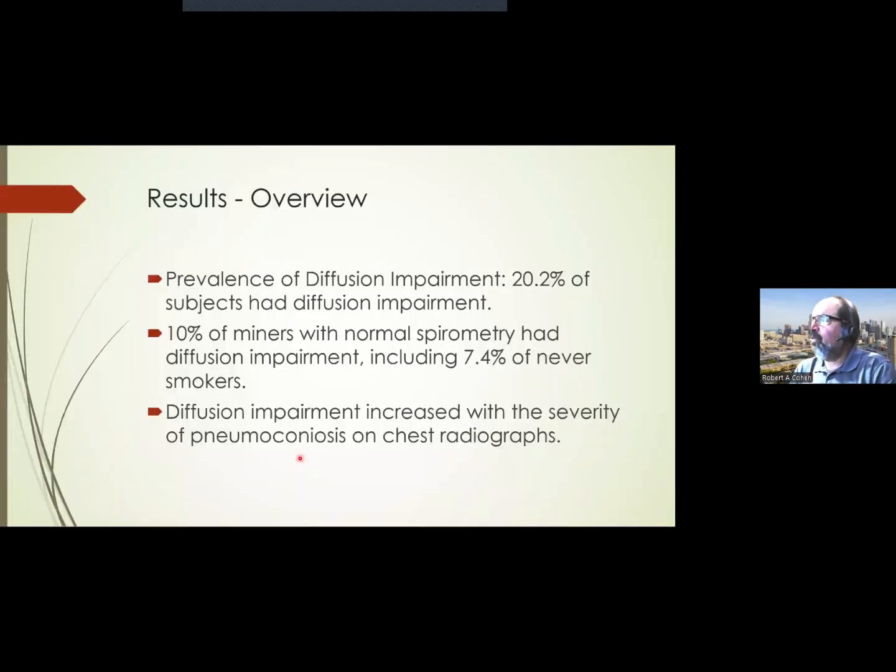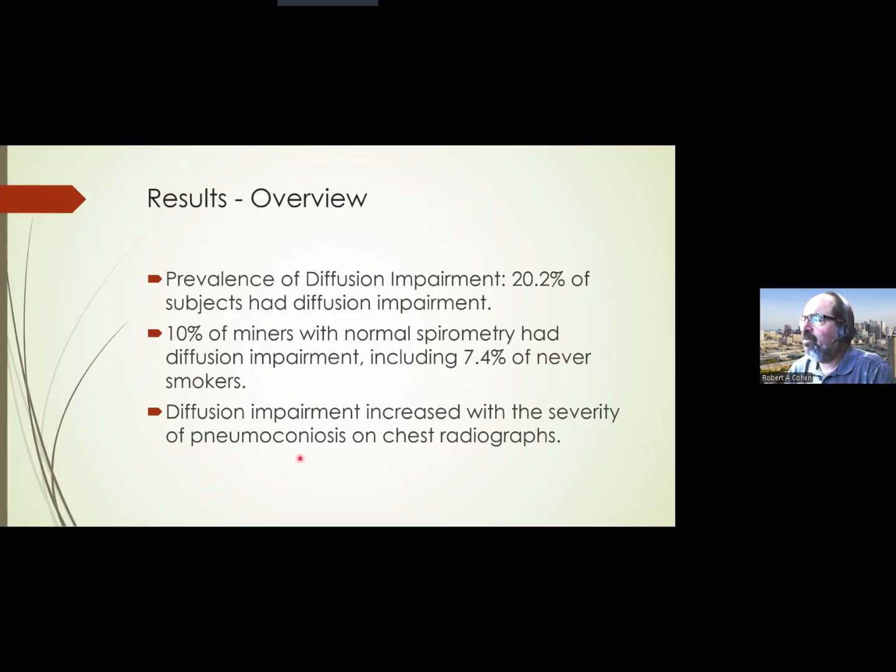So we found that there was a significant prevalence in this population of miners, mostly at the end of their careers, who had diffusion impairment. So 20%, 1 out of 5, had significant diffusion impairment. But of great interest was that 10% of the miners that had normal spirometry had diffusion impairment, including about 7.4% of never smokers. So if your program is only going to be looking at spirometry and it's not going to be looking at measures of gas exchange in the lungs, you're going to miss a substantial percentage, 20% of subjects with significant impairment that will not show up on spirometry alone.